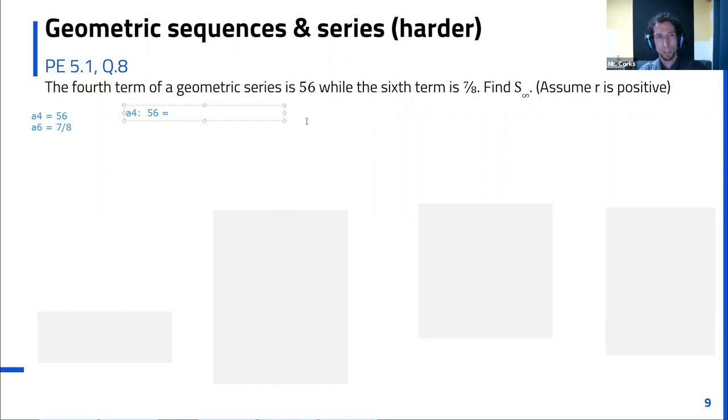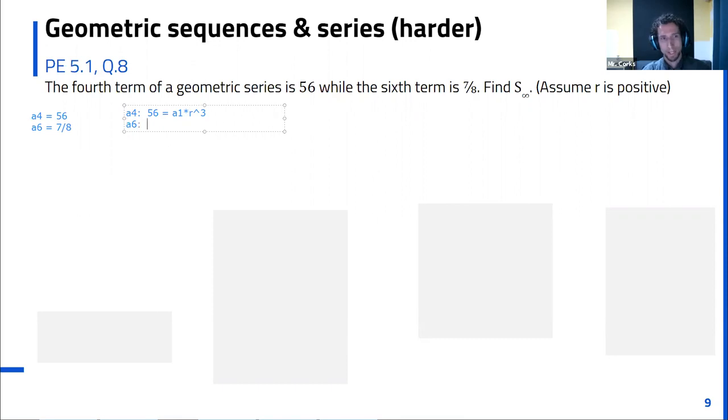So 56 is equal to A1 times R to what exponent? 4. Oh, I'm sorry, 3. 3, there we go. So 4 minus 1. So A1 times R to the exponent 3 will give us 56. So that's one equation, two unknowns. That is not very useful on its own.